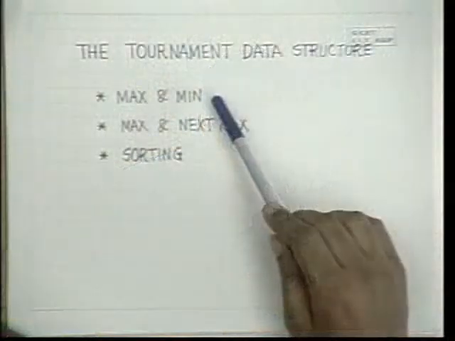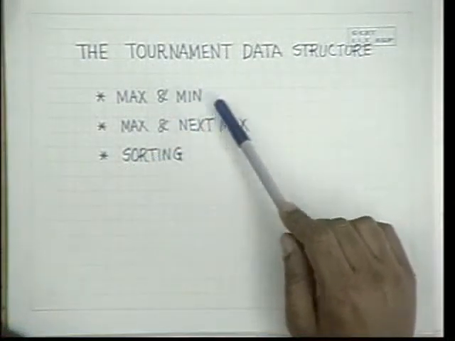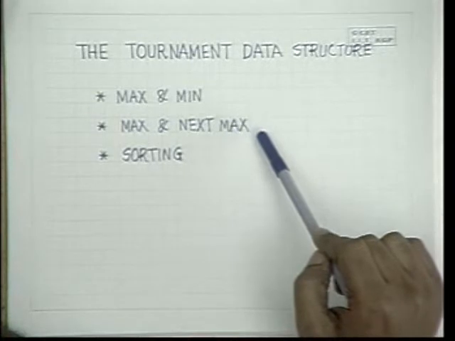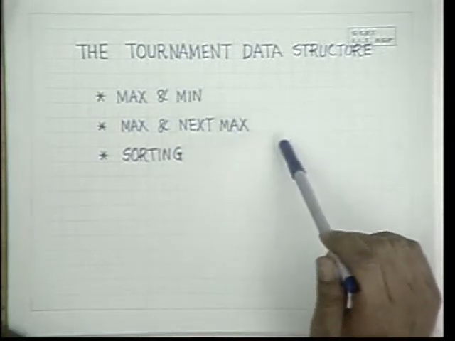We shall continue our discussion on the tournament data structure, and in the previous two classes we had studied the following two problems: the max and min of n integers, and the max and the second max, or the largest and the second largest of n numbers.